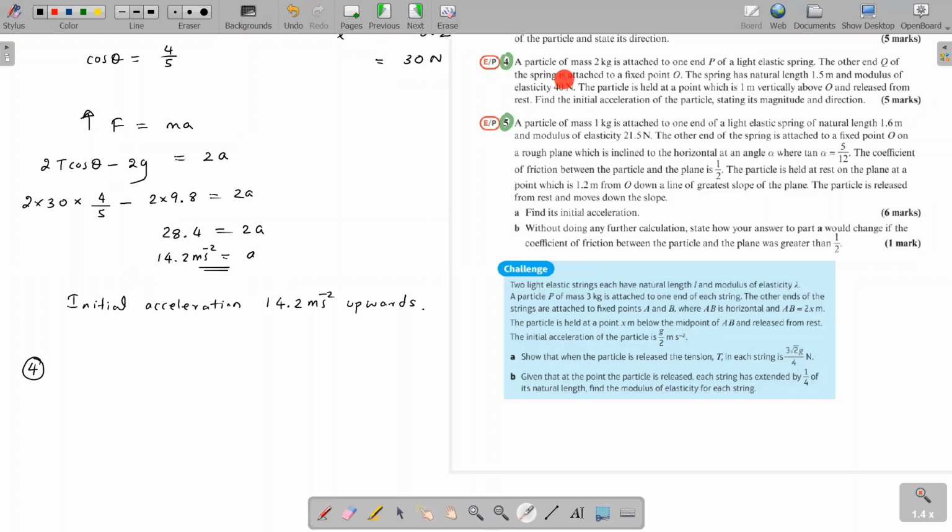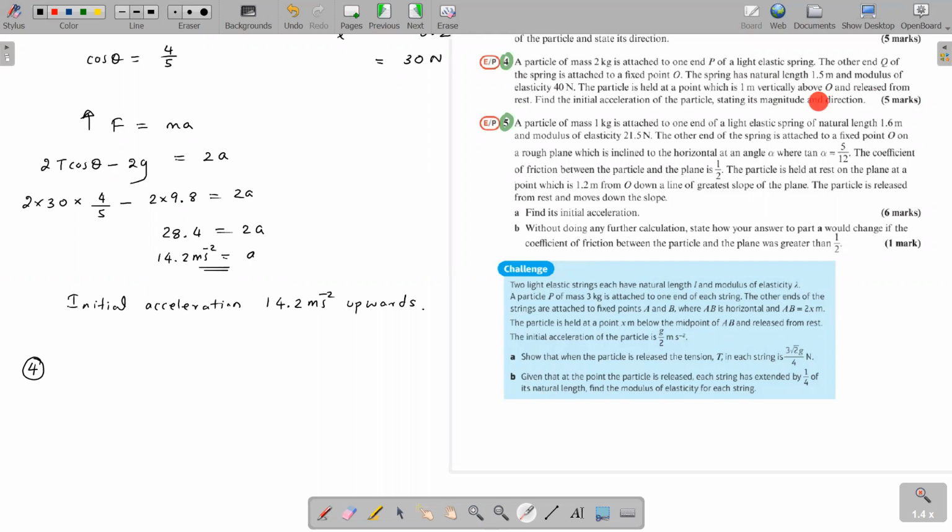Question number 4. A particle of mass 2 kilogram is attached to one end P of a light elastic spring. The other end Q of the spring is attached to a fixed point O. The spring has natural length 1.5, the modulus of elasticity 40. The particle is held at a point which is 1 meter vertically above O.